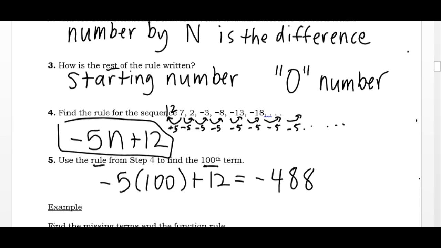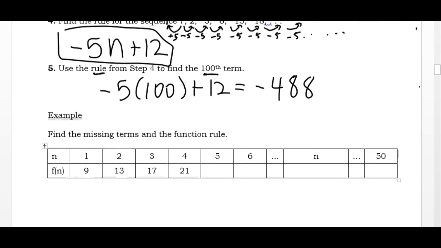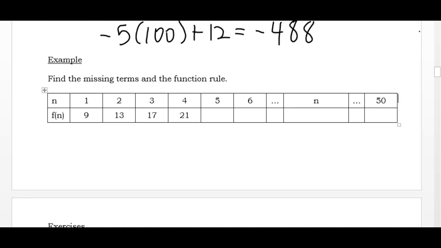We'll do one more quick example. I have another table. I'm going to try to figure out the next couple terms. Right here, the rule and the 50th term. So I just wanted to point out, wherever you see that n, that means find the rule.